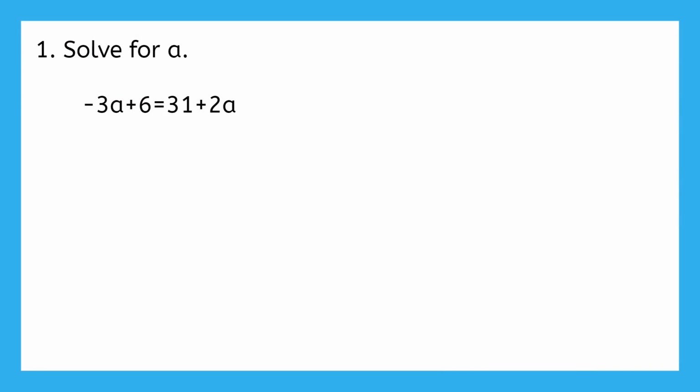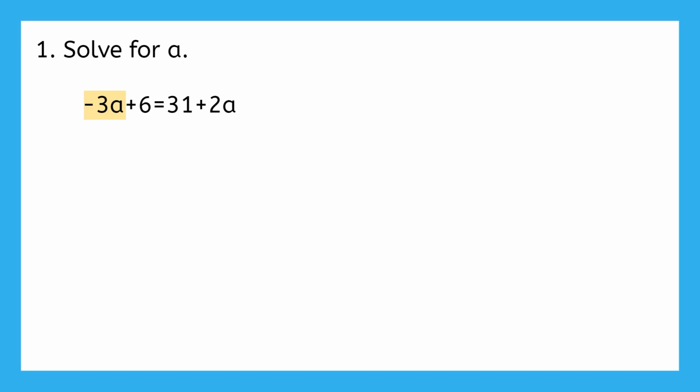Our first example problem says to solve for a, and we have the equation negative 3a plus 6 equals 31 plus 2a. Since there are variable terms on both sides of this equation, we need to start by canceling one of them out. You could choose either the negative 3a or the plus 2a to cancel, but just so that we can work together, let's try to get rid of the negative 3a here. If this is a negative 3a, what can I do to both sides of the equation to cancel it out?